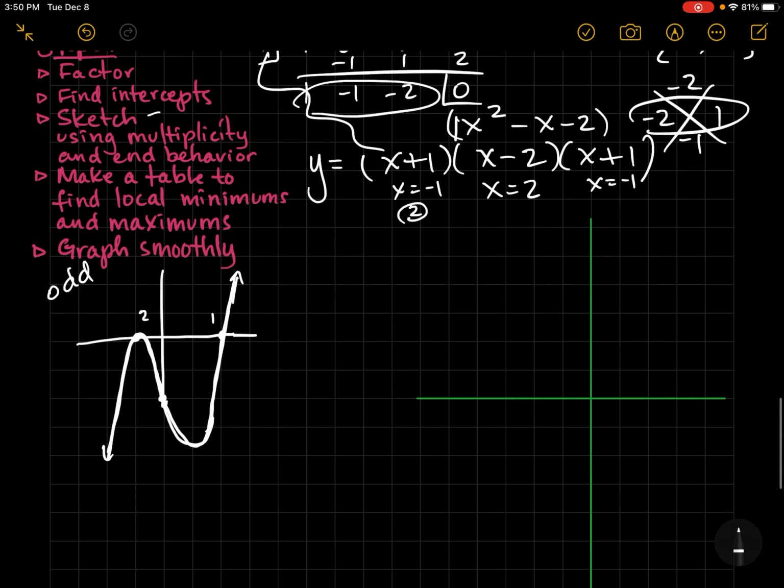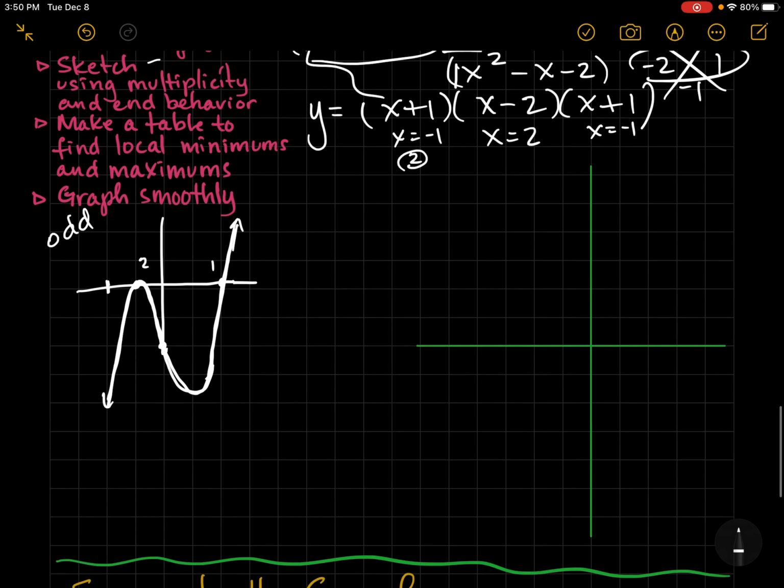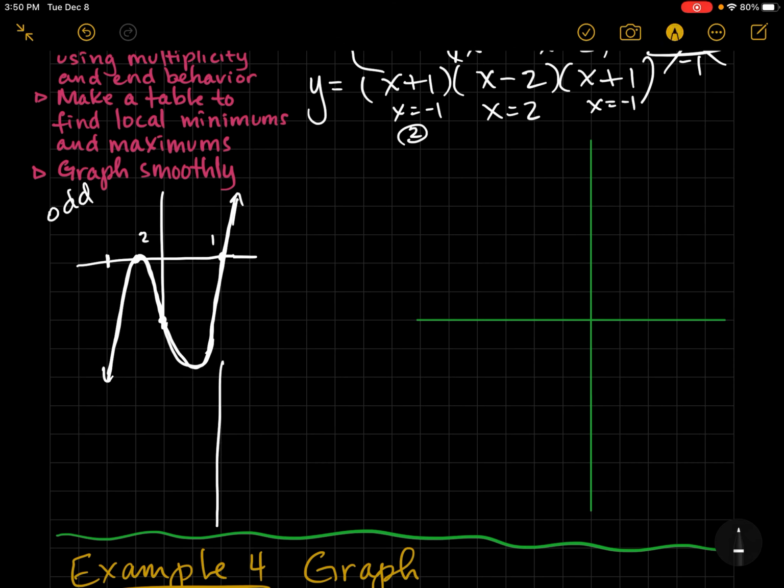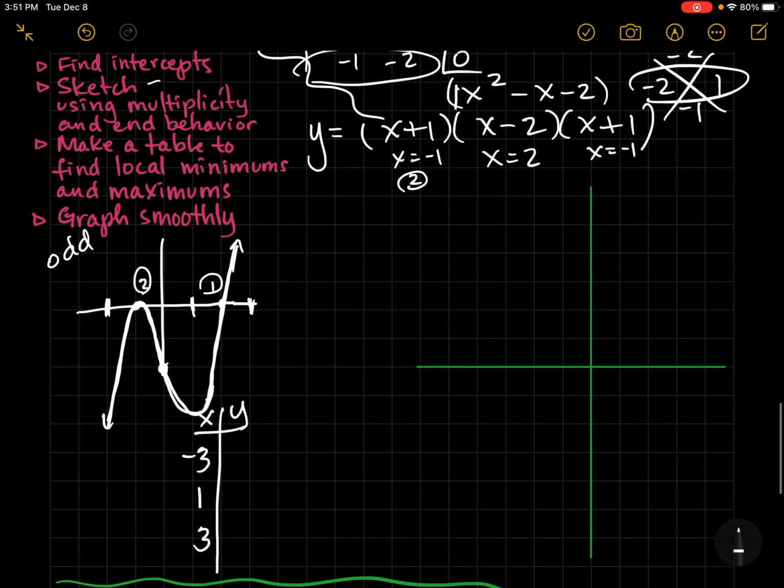So now, where do I want to evaluate different points? Well, I definitely want to know what's going on over here. I'm going to show you how to make a nice table. So I definitely want to know what's going on over here at negative 3. I already know what's happening at negative 1. I know what's happening at 0. But I don't know what's happening at positive 1 or positive 3. So I'm just going to go with those few points just to get a general idea of the graph.